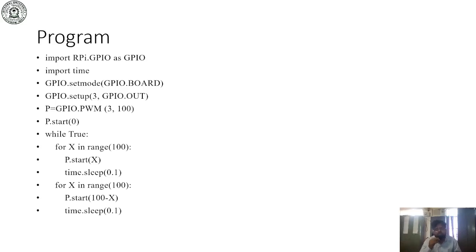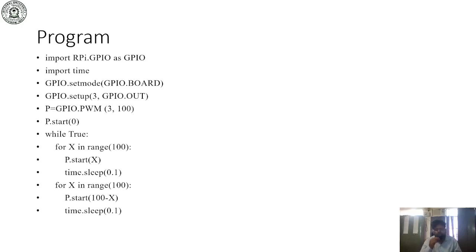The fourth line is GPIO.setup(3, GPIO.OUT). This means that we are using board pin number 3 for input and output, obviously for output. That is why we have to set up that board pin number 3 will act as an out pin, GPIO.OUT.